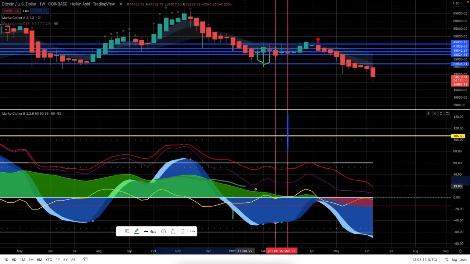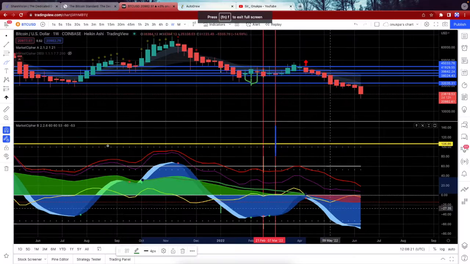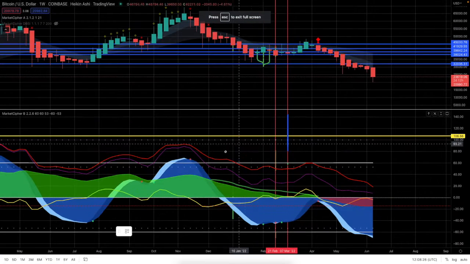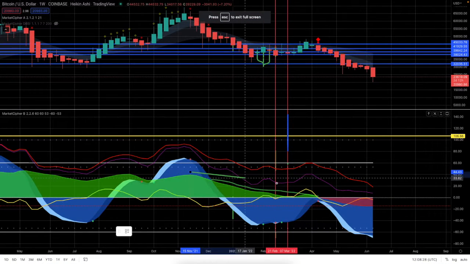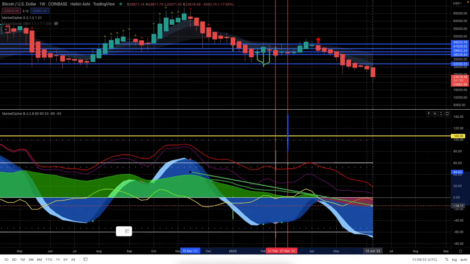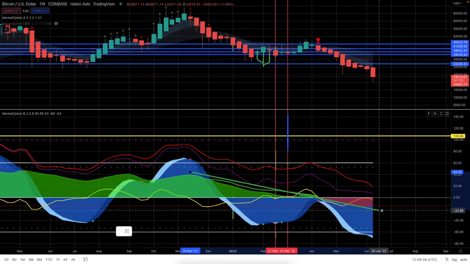On the weekly time frame, you realize that money was exiting. This is just a typical Market Cipher for you. It gives you simple insights. You have to know money flow first to understand the direction of an asset, and you also have to know momentum to understand the direction.